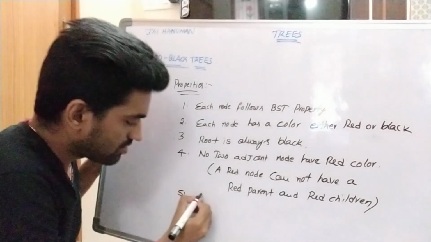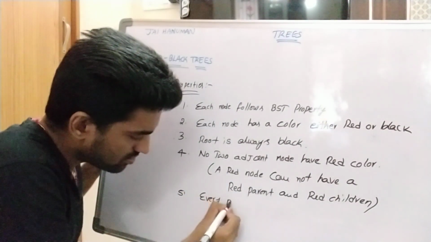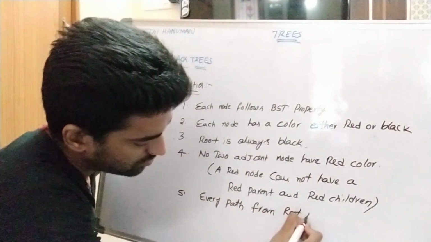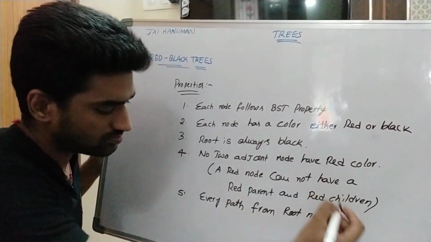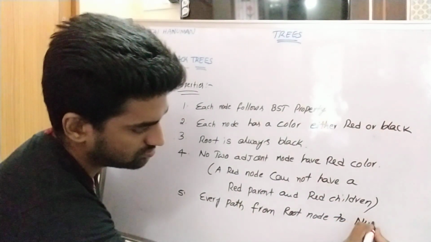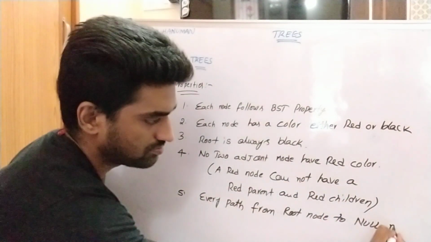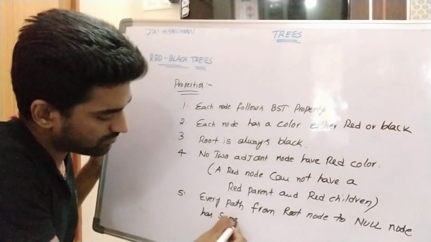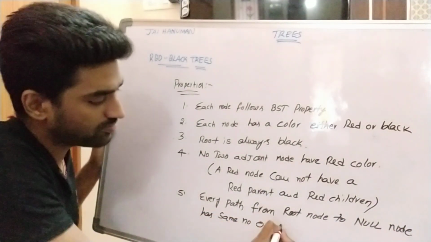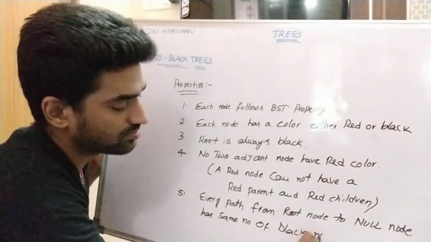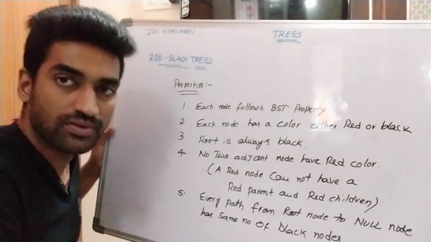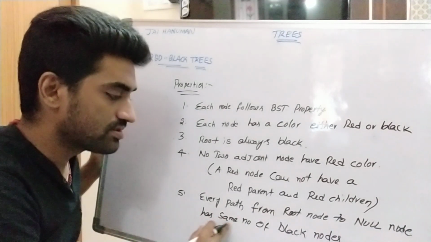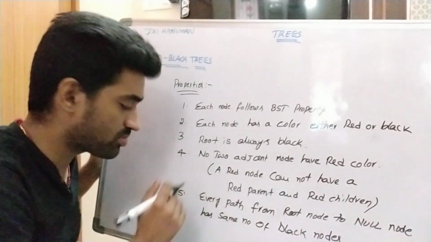Fifth property is every path from root node to null node has the same number of black nodes. Same number of black nodes. So here every path from root node to null node has the same number of black nodes. So that is property number 5.